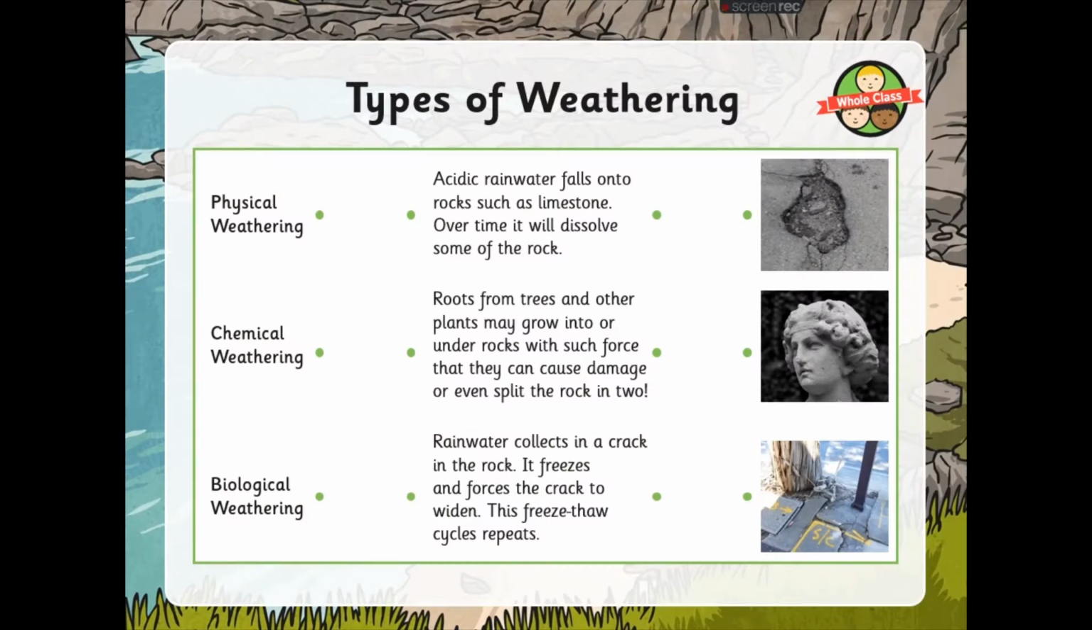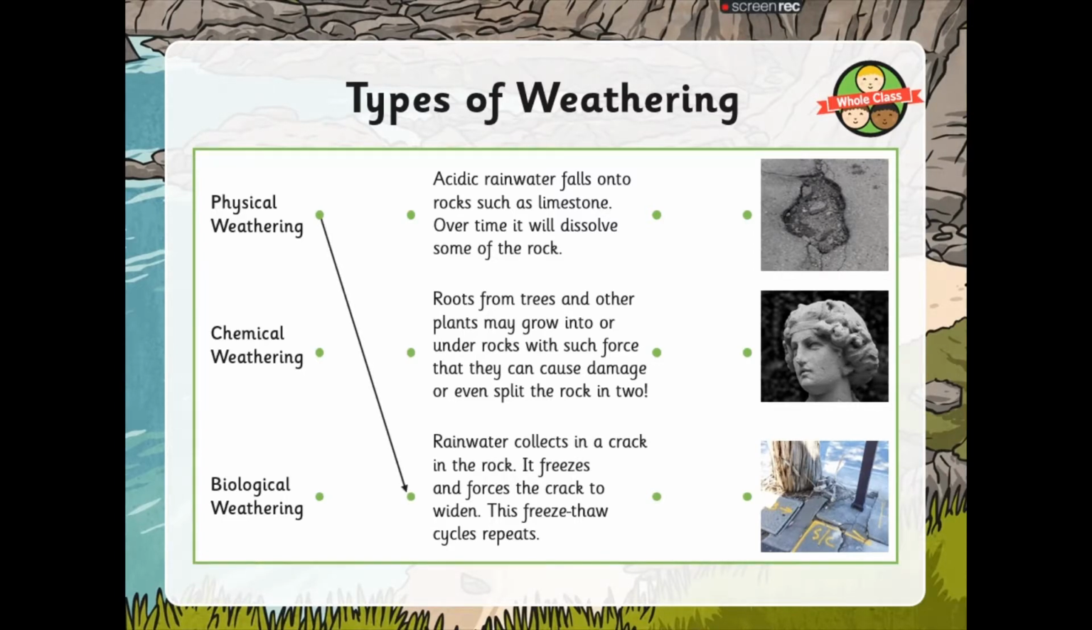But first of all, going back to last week's session, types of weathering. We learned that there was physical weathering, chemical weathering and biological weathering, and there are the different definitions here. So which one would go with which one, and then the picture goes with which one as well. So let's look at physical weathering. Which one is physical weathering?